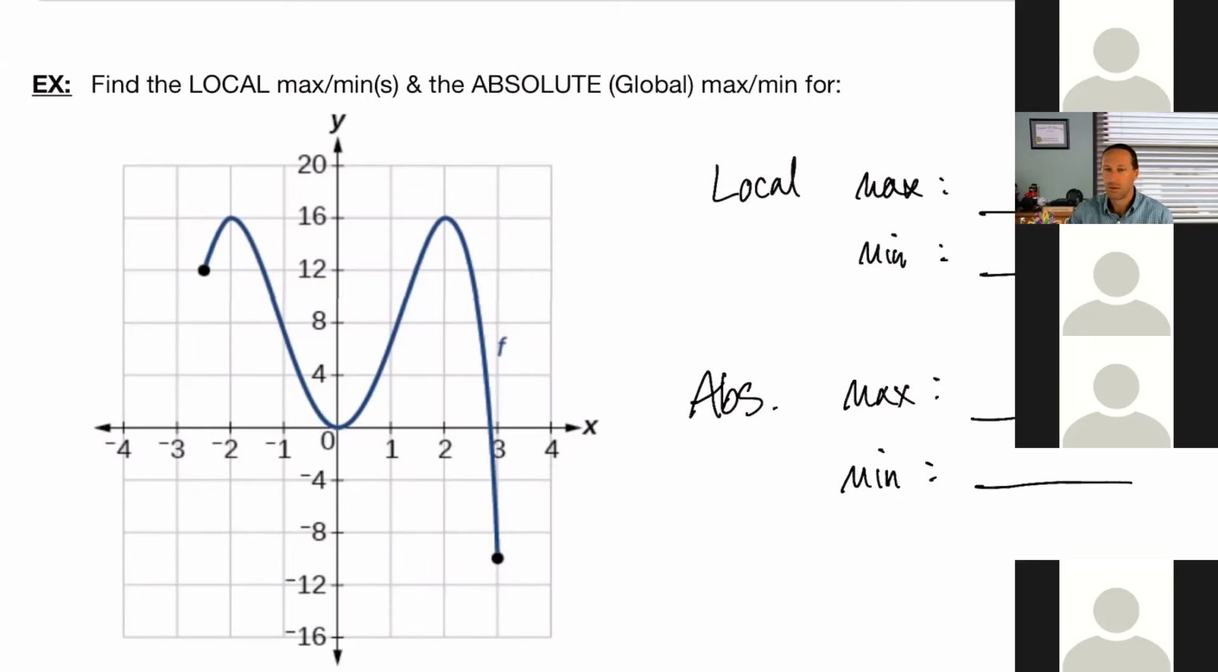Locals? Can anybody give me a local max? 216. 216. I would agree with that. Any others? Oh, negative 216. Oh, very good. Also negative 216. How about local mins? 0, 0. Excellent. Around this, it is by far the lowest point. Any other locals?